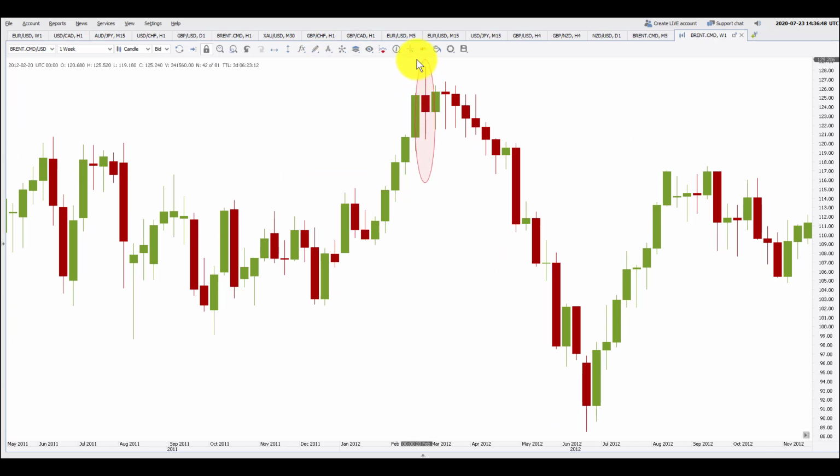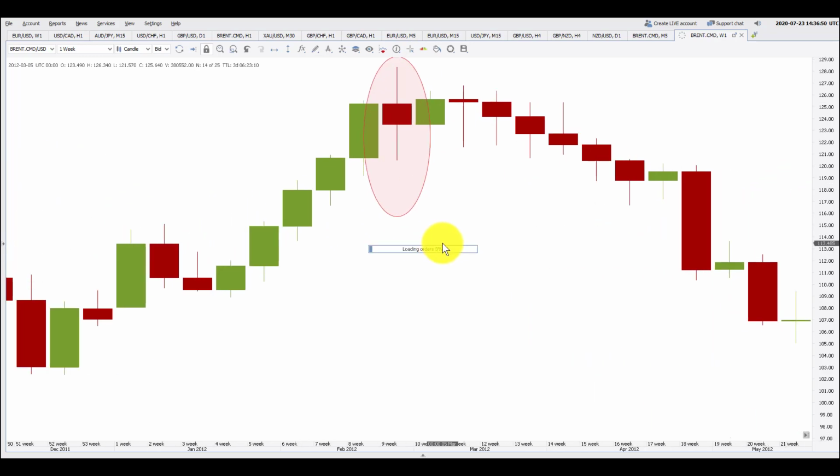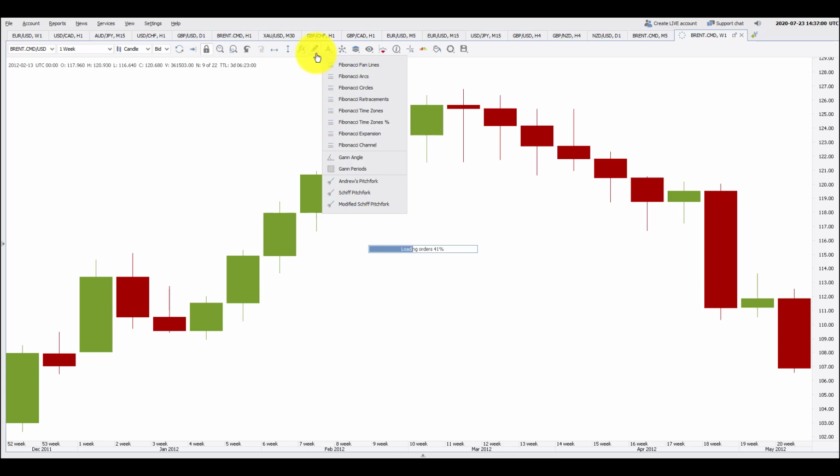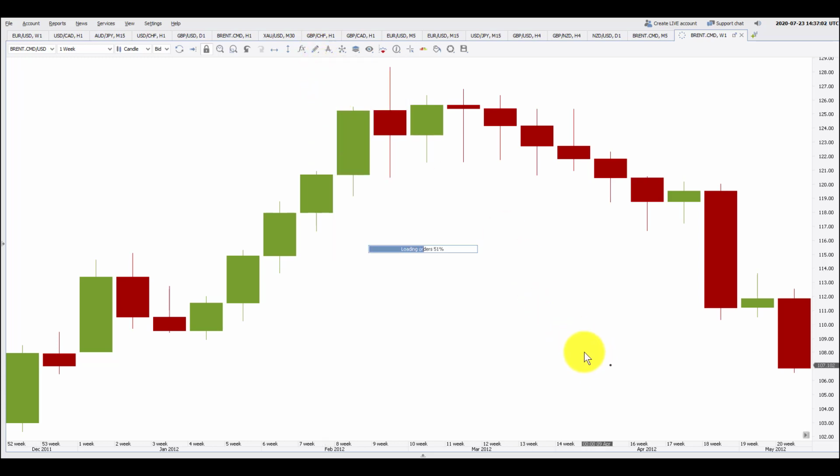This particular candlestick is the mother bar here, because this candlestick, which is an inside bar, is fully contained in the previous bar, which is this one. Although it is positive, it is fully contained. It has not broken the high and low of the previous day's candle.